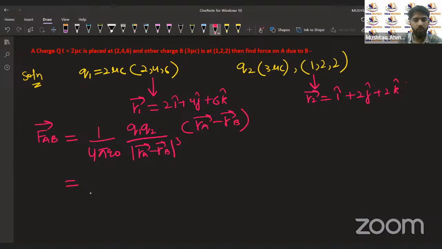So from here, we know 1 upon 4 pi epsilon naught is the value of k. The value of k is 9 into 10 to the power 9 Newton meter square per coulomb square. You can just put the value here, 9 into 10 to the power 9.